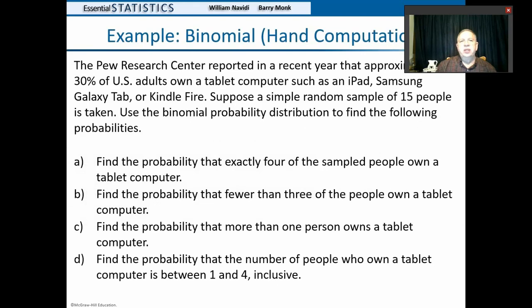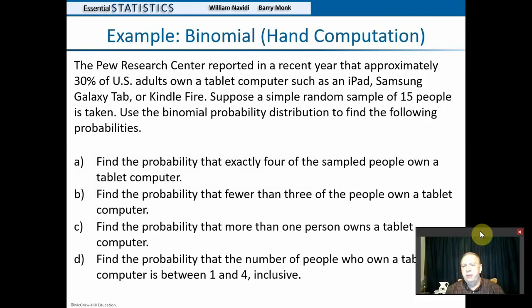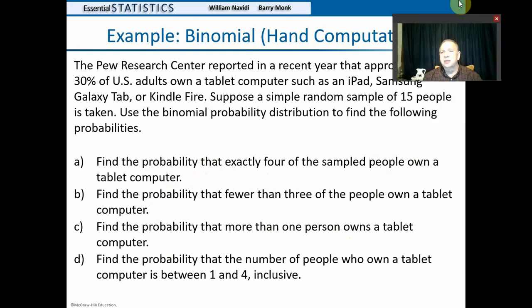So let's see if we can do a couple of calculations, different methods. The Pew Research Center reported in a recent year that approximately 30% of U.S. adults own a tablet computer such as an iPad, Samsung Galaxy Tab, or Kindle Fire. Suppose a simple random sample of 15 people is taken. Use the binomial probability distribution to find the following probabilities. Find the probability that exactly 4 of the sample people own a tablet computer, that fewer than 3 own a tablet computer, that more than 1 person does, and the number of people between 1 and 4 inclusive.